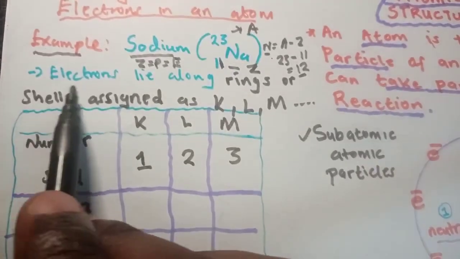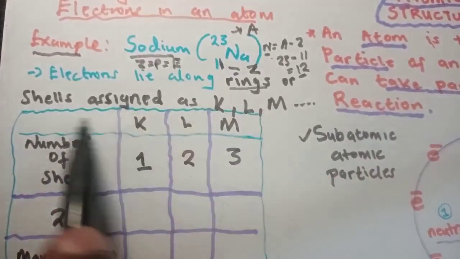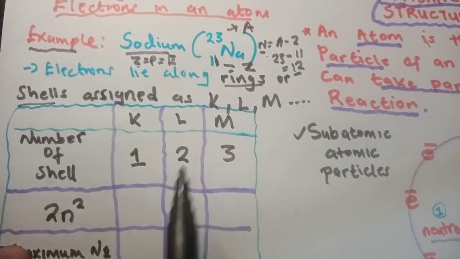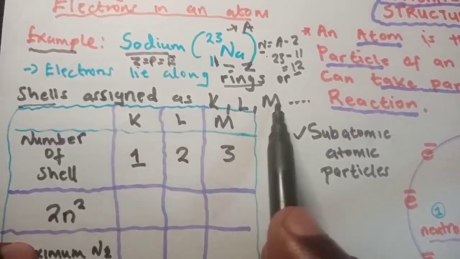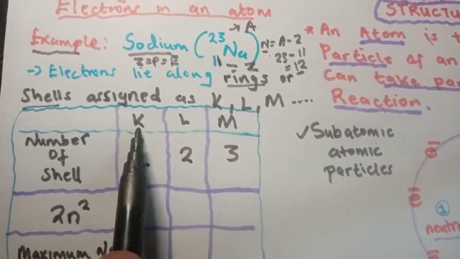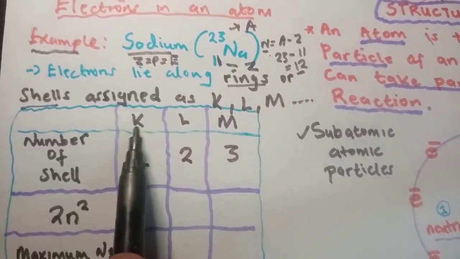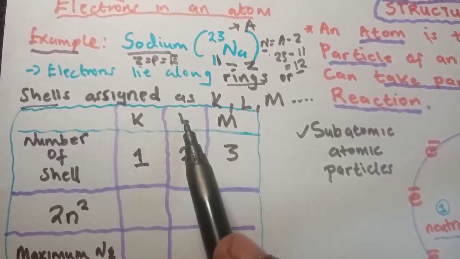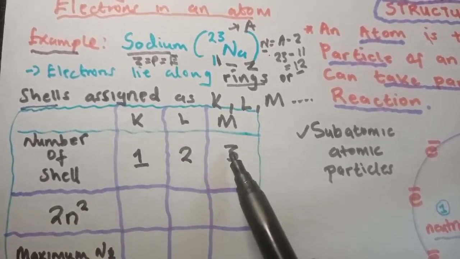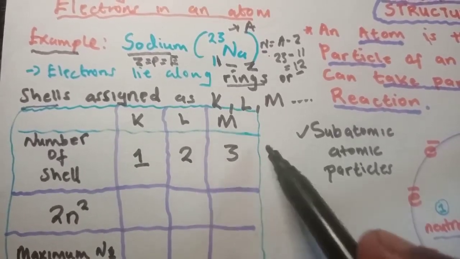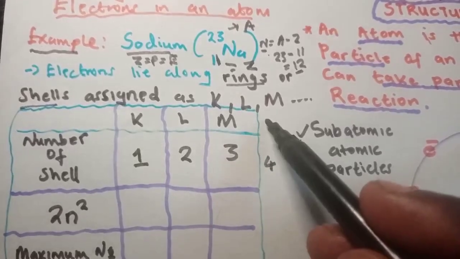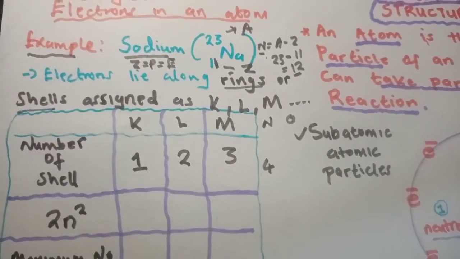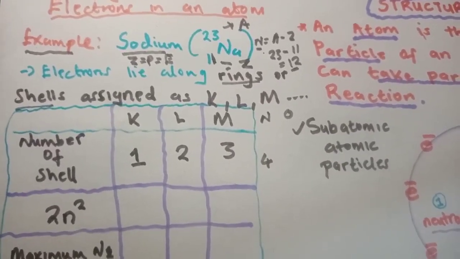We're saying that electrons lie along rings or shells or energy levels. These energy levels are assigned letters K, L, and M. The first shell, shell number 1, is denoted as shell K. Shell number 2 is denoted as shell L. Shell number 3 is denoted as shell M. It can go on. Shell number 4 will be denoted as N. The next ones will be O, P, just like that alphabetically. But they start on K.